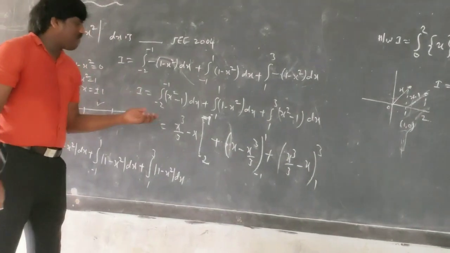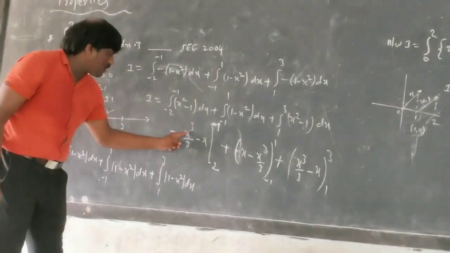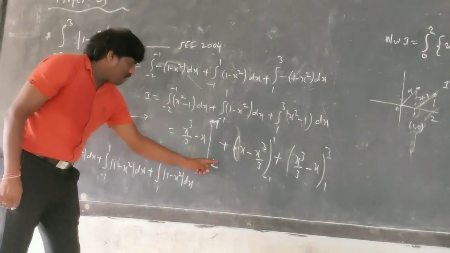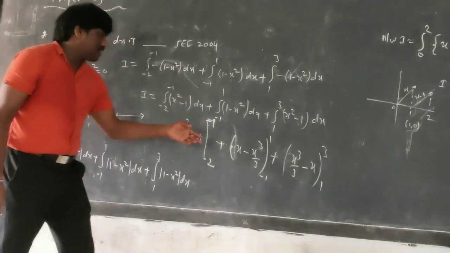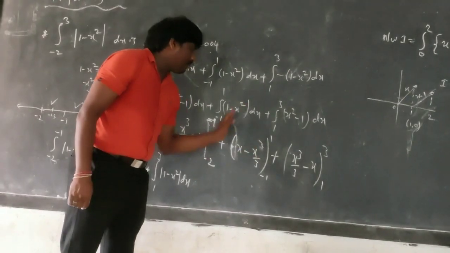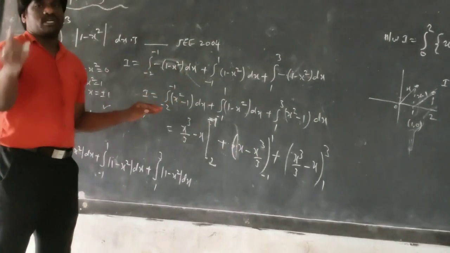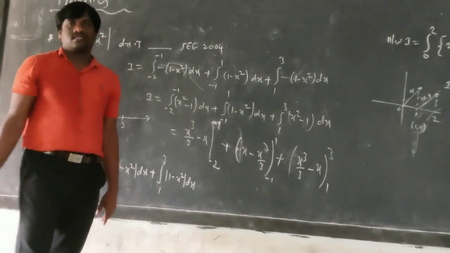So what is your work now? Substitute minus 1 in this, minus 2 in this, plus this you substitute and simplify. What is the answer? You can post it in today's class. The end.